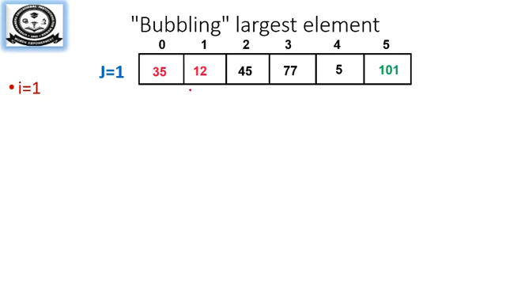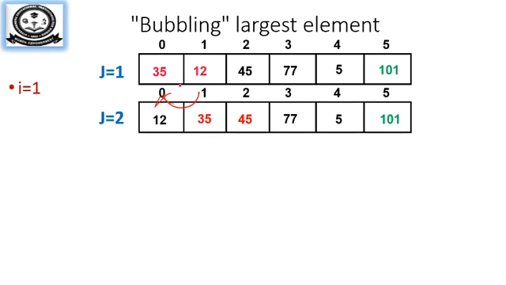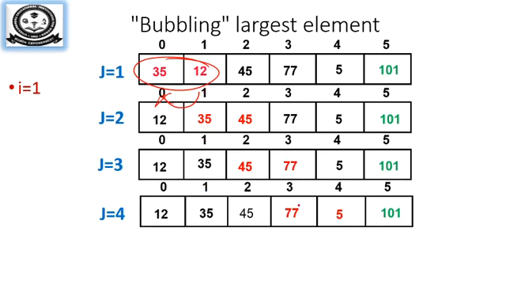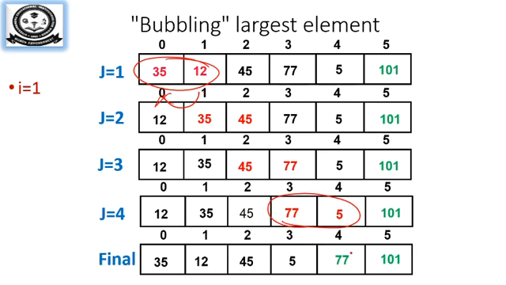So the last position will not be touched. So j will start from here. Every time it will compare with the previous element. If it is greater, a swap will happen. So a swap has occurred between these. Now 35 and 45, there is no swap because 35 is less than 45. No swap happens, 45 is less than 77. No swap happens. But 77 and 5, a swap will occur. So your final elements will be 77 and 5. So the second largest element is pushed into place.